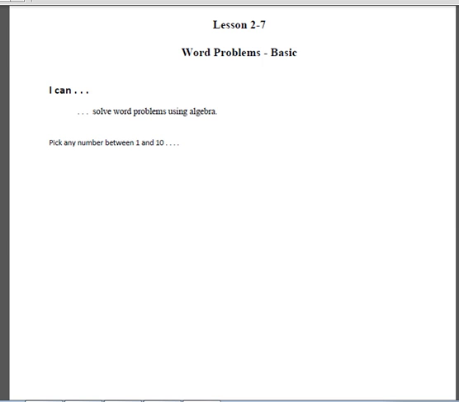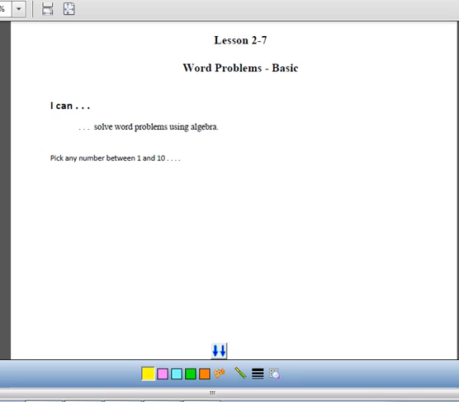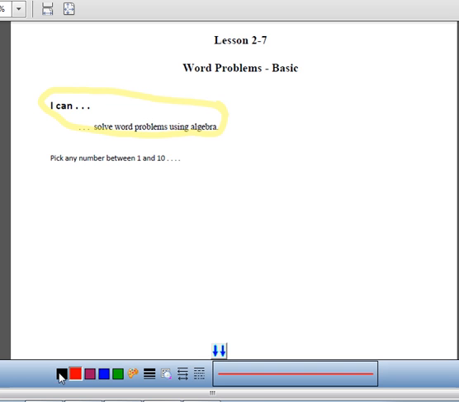This is word problems, and then it says basic. So our target for this lesson is I can solve word problems using algebra. Okay, so we're going to be seeing word problems, and we're going to use our algebra skills that we've been practicing and using in math to solve the word problems.